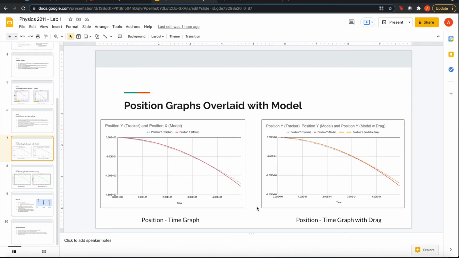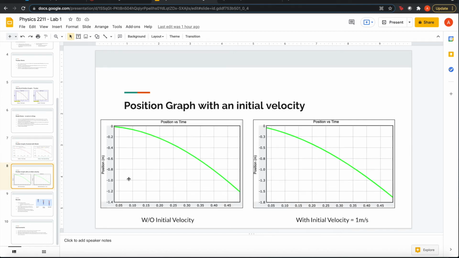On looking at some of our key results from the model, we can see that the model without drag actually reaches a further distance on the y-axis than our experimental setup does, which can be seen with this discrepancy. On adjusting for drag force in the model, you can see that this dashed line matches up perfectly with our dotted line. This is on adding a drag coefficient of 0.08.